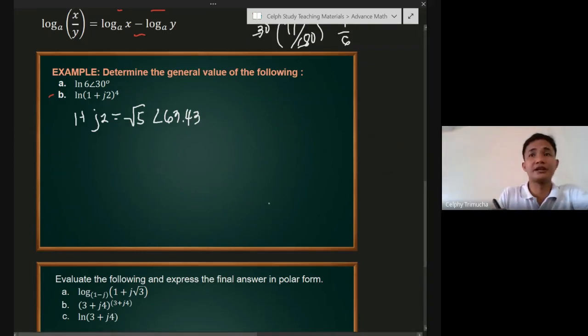Next, perform natin ang aton operation. Ln naman ni sa both sides of the equation.